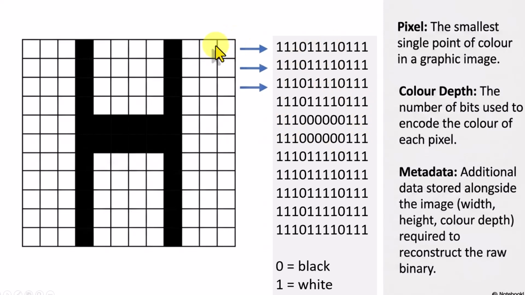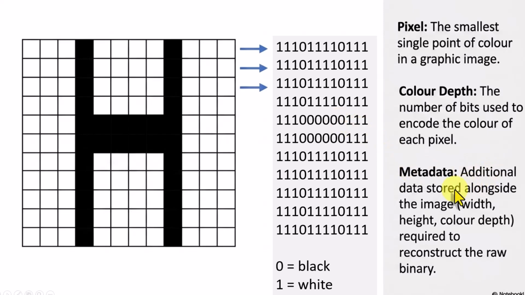Each pixel here, because we only have two colors, we can use one bit to represent one color. Pixel: the smallest single point of color in a graphic image. Color depth. What is color depth? The number of bits used to encode the color of each pixel. Here, color depth is 1. If we use 4 bits for each one of them, it means 16 different colors can be represented. Then the color depth will be 4. Something like that.